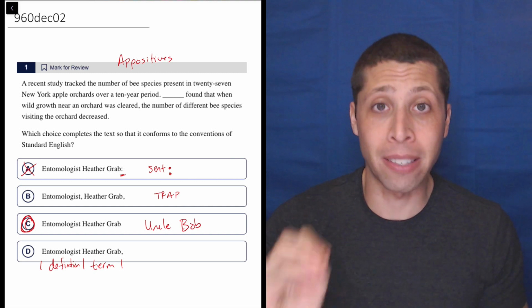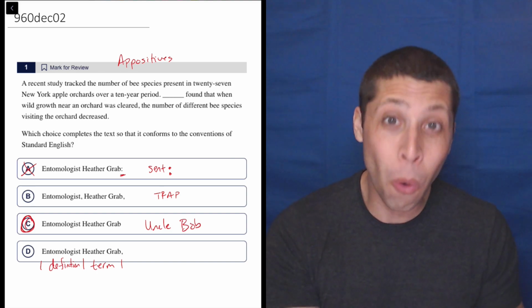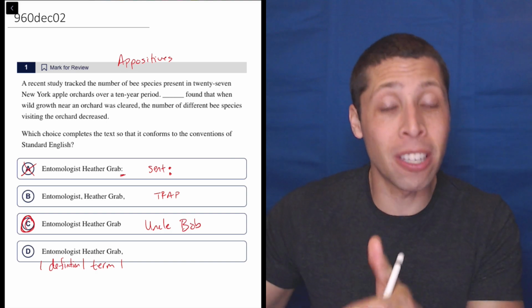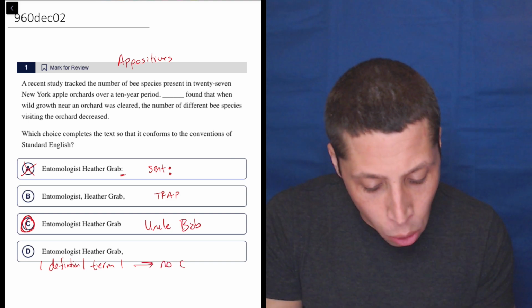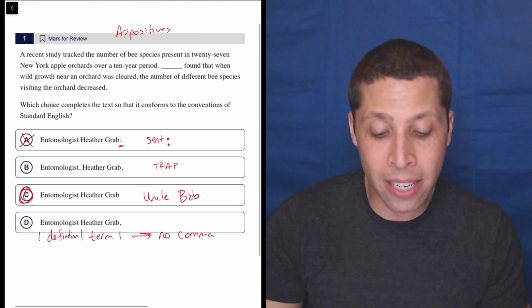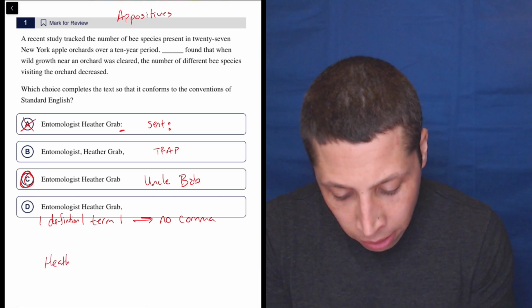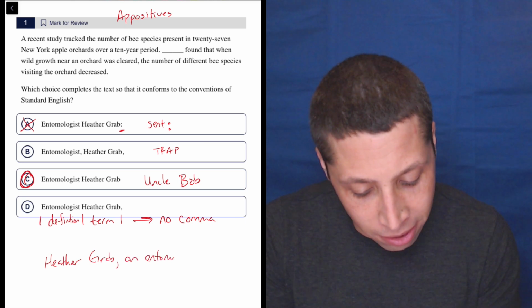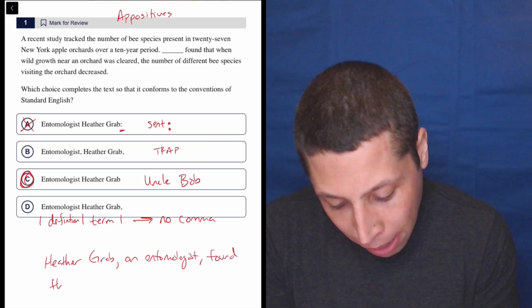But the general rule for appositives on the SAT is exactly what I said. If the definition comes before the term, right? The thing we're talking about here is Heather. That's the term, and her definition is that she is an entomologist. If the definition comes first, then we want no commas. But if the definition comes second, if it's the term and then the definition, that might be a case where we do want commas. So if it said, Heather Grab, comma, an entomologist, forgive my handwriting, then we would say found that blah, blah, blah, right?